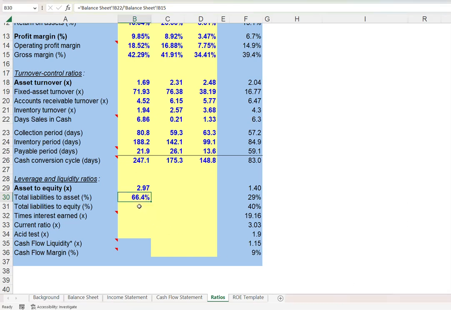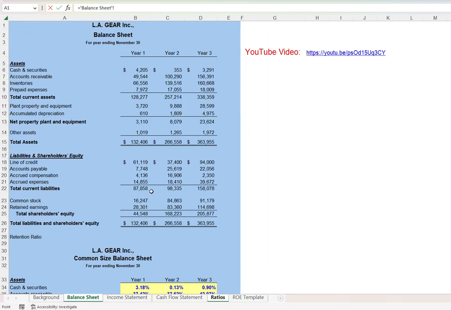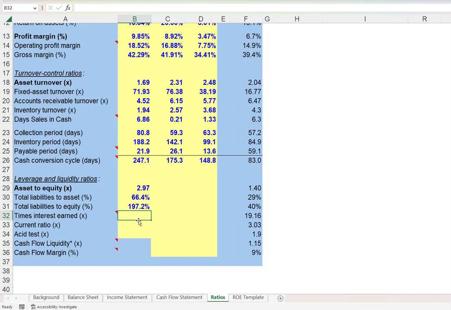And if we were to calculate our liabilities to equity, go to our balance sheet. Total liabilities, 87,000, again, because we don't have any long-term liabilities, divided by equity. And there is our liability to equity ratio.